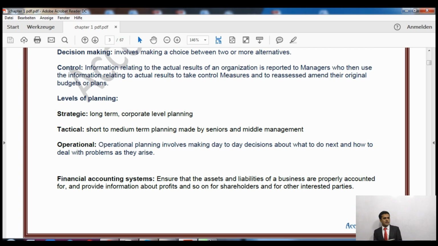There are three phases, as I said. One is planning, then decision making, and the last one is the control. Right, now we have known the planning, as I said to you earlier. There are three different levels of planning.